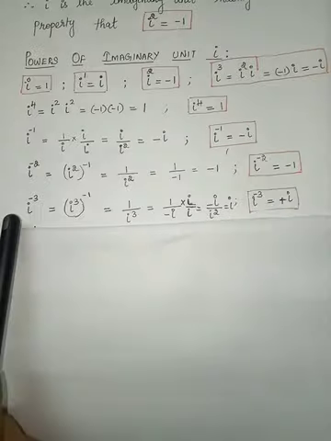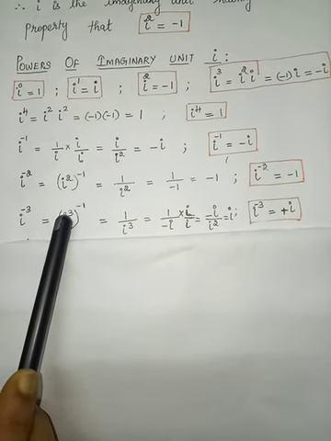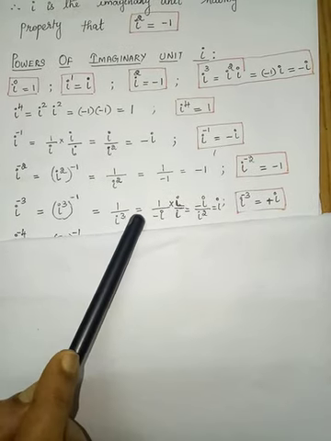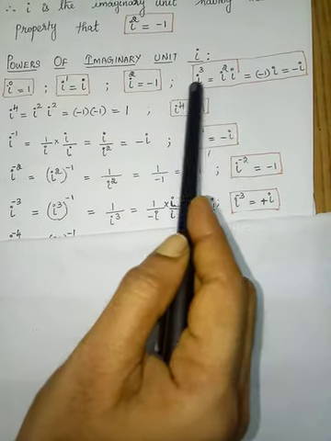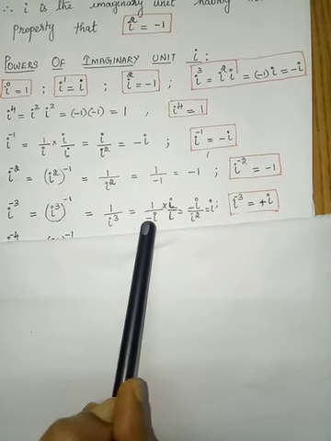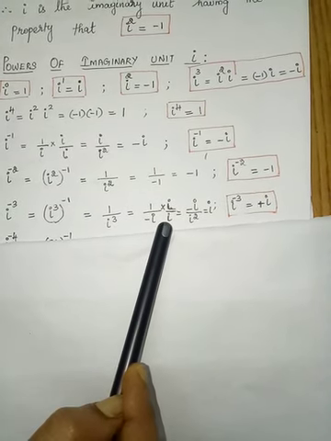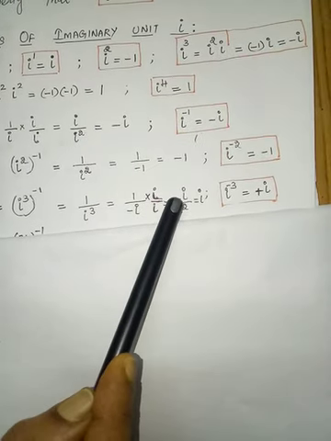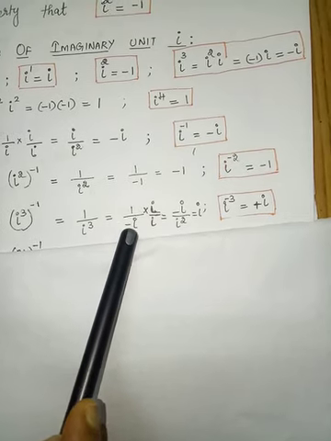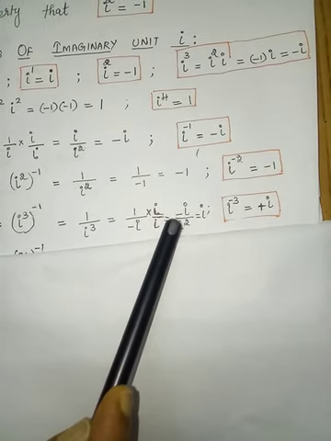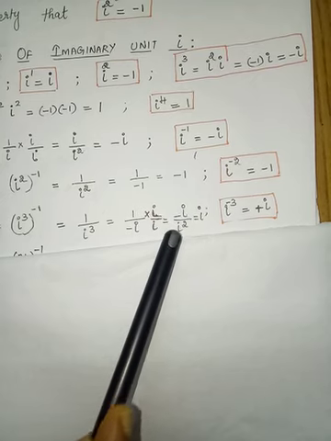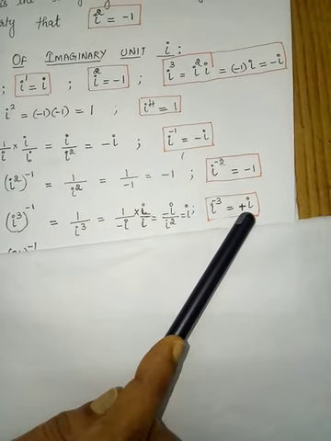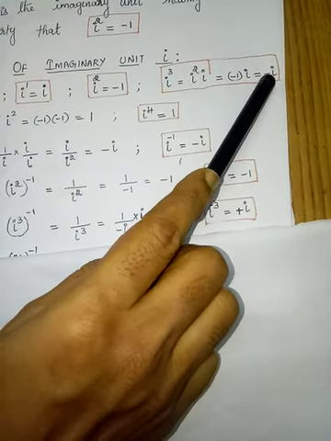i power minus 3, i cube the whole power minus 1. It can be written as 1 by i cube, that is equal to 1 by, what is i cube? i cube is minus i. So i is in the denominator, so multiply and divide by i. The numerator will become 1 into i is i. This minus i is taken to the numerator, minus i. In the denominator, i into i is i squared. What is i squared? Minus 1. So minus i by minus 1 is equal to i. So i power minus 3 is equal to plus i, whereas i cube is equal to minus i.